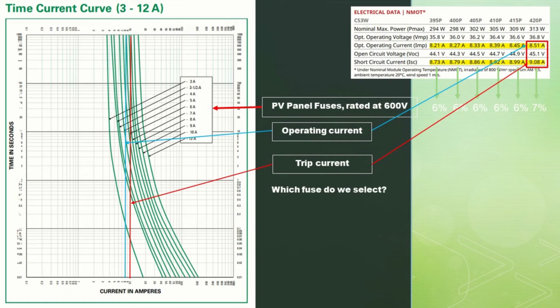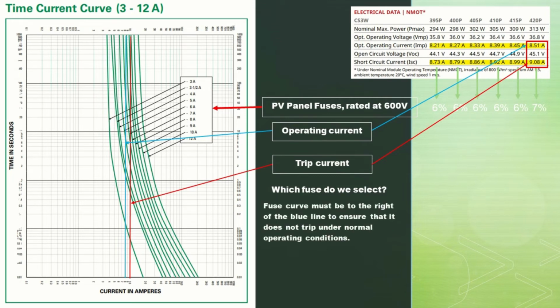The question is now, which one of the fuses should we use? The first observation is that the fuse curve must be to the right of the blue line, to ensure that the fuse never blows under normal operating conditions. This means that the 8 amp, 9 amp, 10 amp and 12 amp fuses can be used.